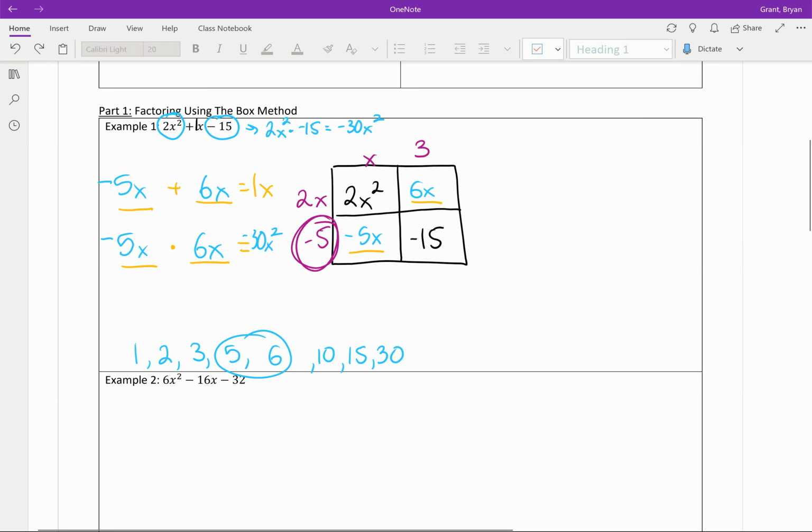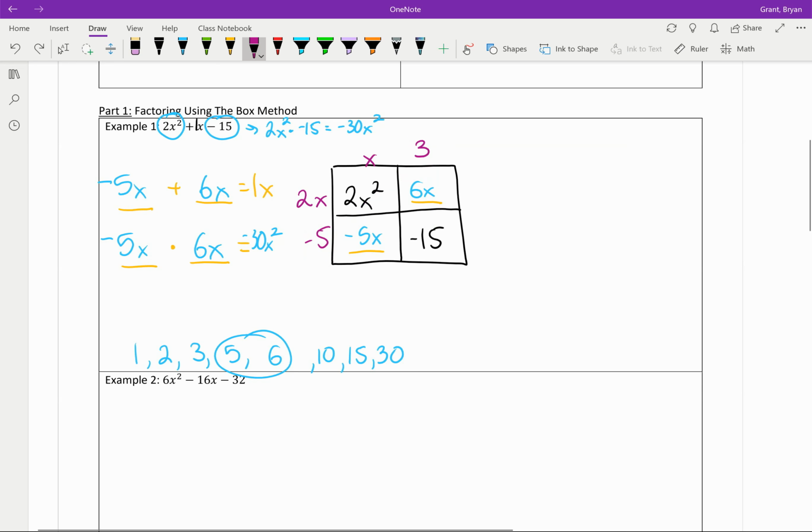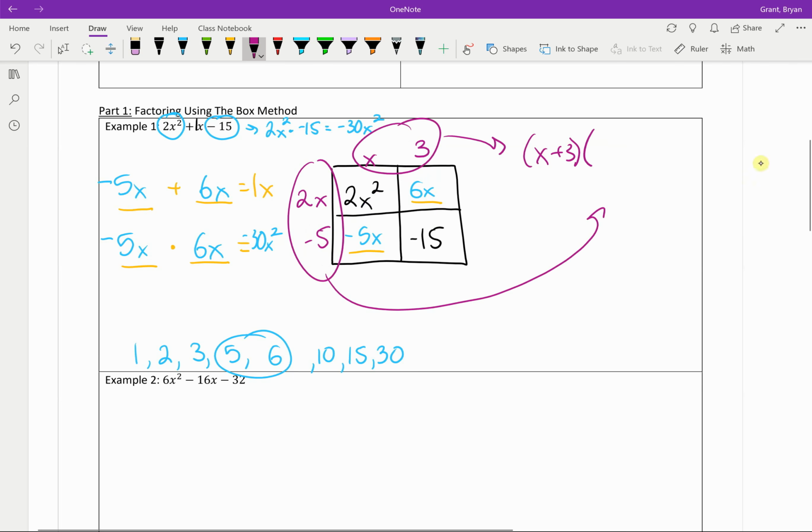And we could go ahead and find our final factors. Our factored form for this are just going to be these two sides. It's going to be x with a +3 and 2x with a -5. And we're done. There's our factored form.